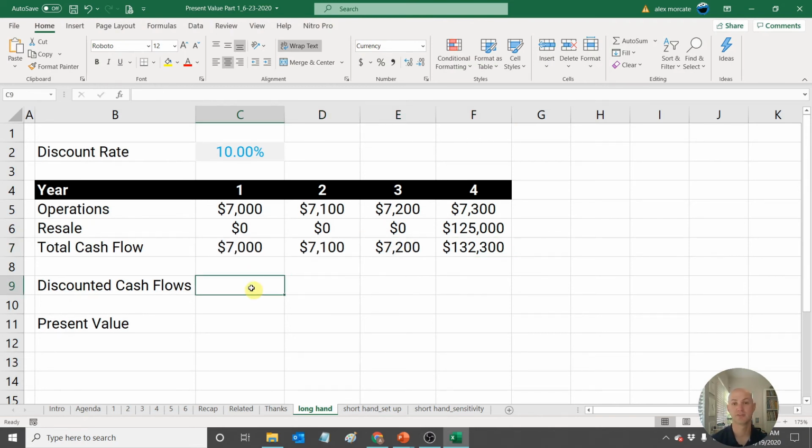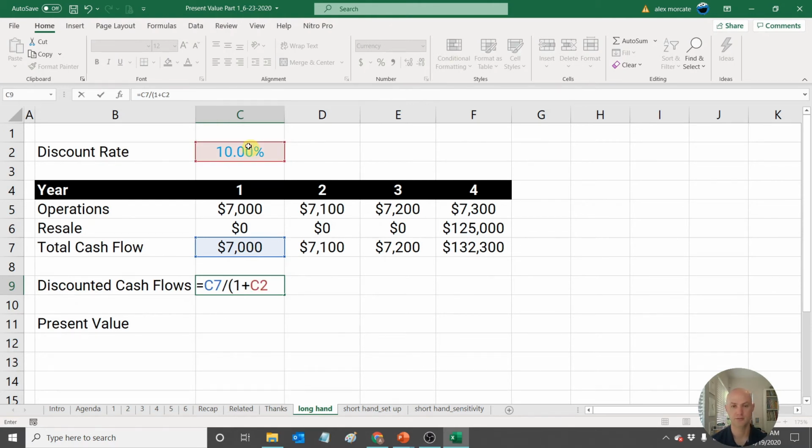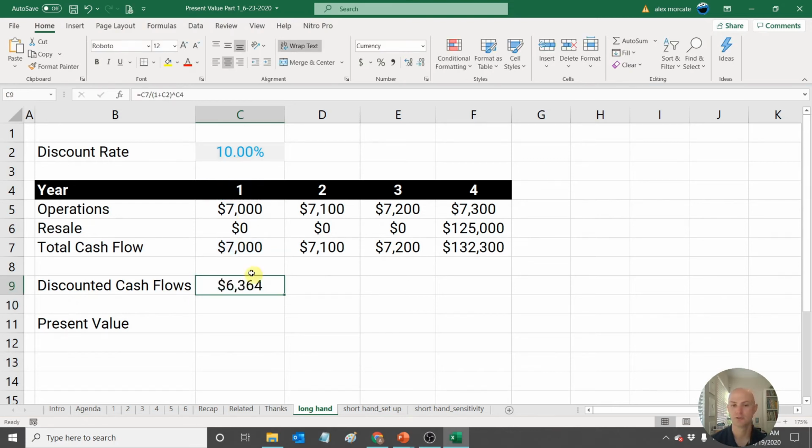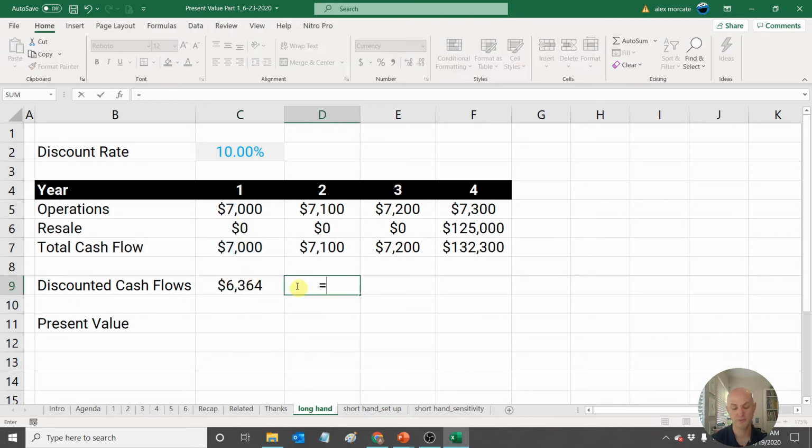So if we were to do this in Excel, we would say equals our cash flow divided by 1 plus our discount rate. And we would increase it, or we would raise it, I should say, to whatever number of periods that have elapsed. So 1, for example. So in this case, just to walk through it, we're going to take $7,000 and divide by 1 plus our discount rate raised to the number of periods that we needed to discount. You'll notice we arrived at the same number. So now we can really just repeat this process over and over again.